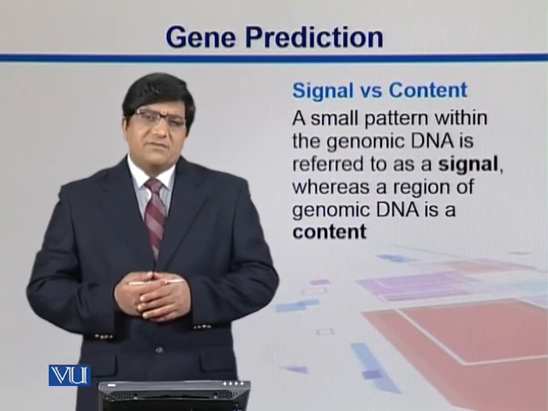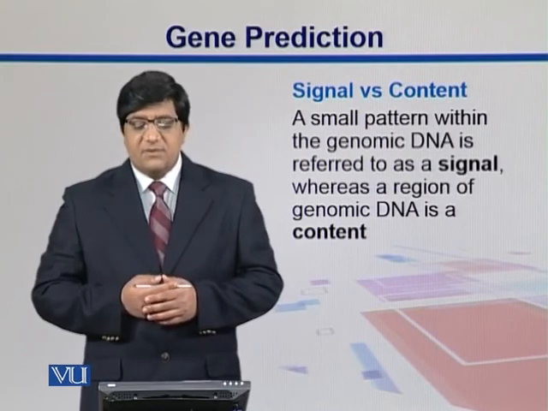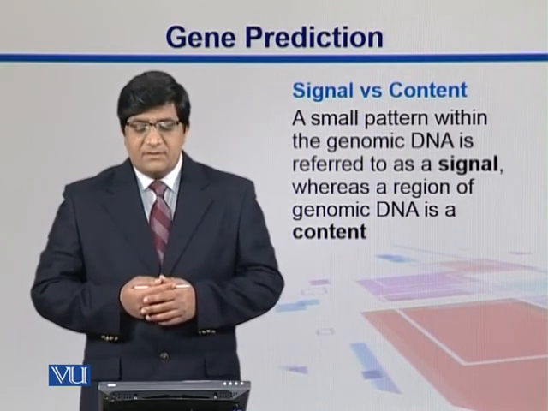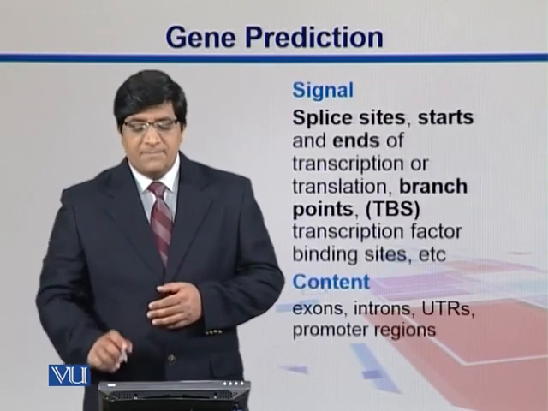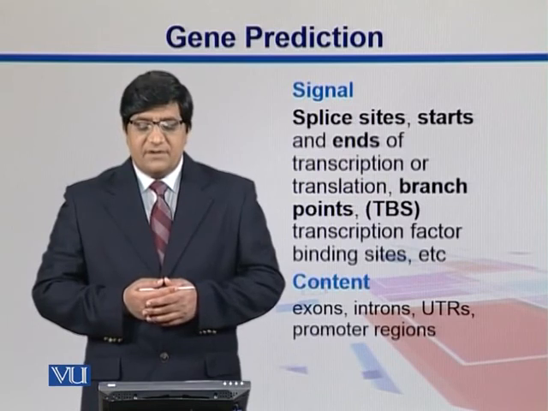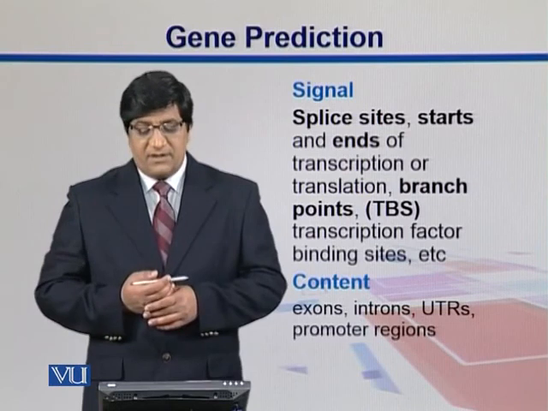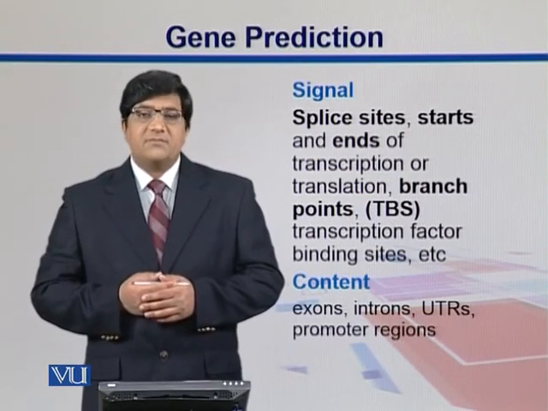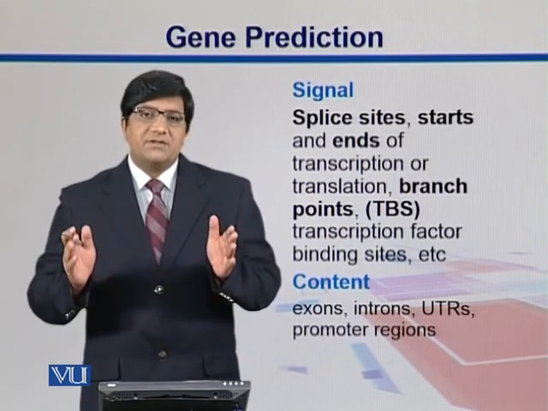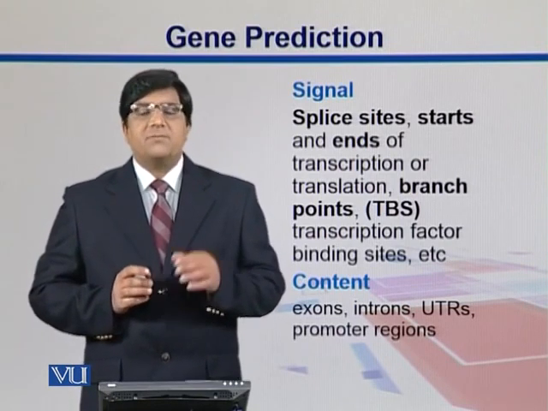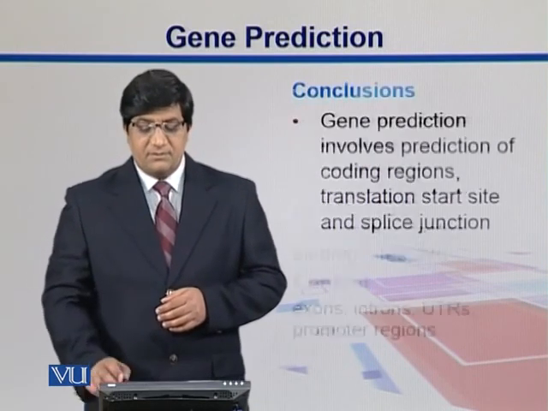What is a signal and what is content? We use these terms most often when we are doing gene prediction. A signal is a small pattern within the DNA, whereas the whole region of the genomic DNA can be called a content. For example, splice sites, starts and ends of transcription or translation, and branch points are all called signals, whereas contents may be the exons, introns, UTRs, and the promoter regions. Promoter regions have some specific patterns in them. That pattern is called a signal, whereas the whole promoter can be called a content.